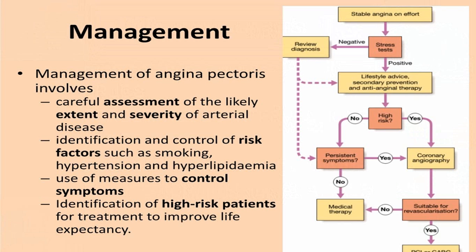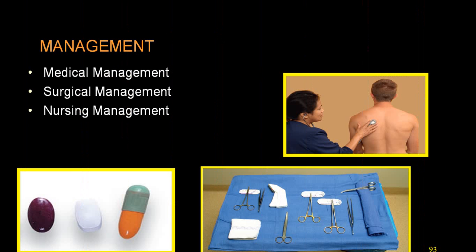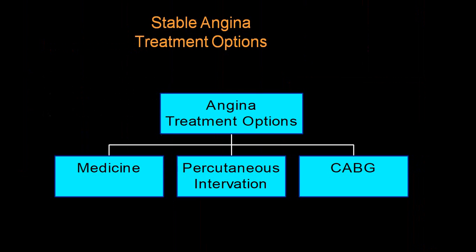So always investigate the risk factors and the severity of arterial disease. Treatment requires lifestyle modification, medication, surgical treatment, etc. Percutaneous intervention and CABG are usually required when the person does not respond to medicines or if the symptoms are worsening.